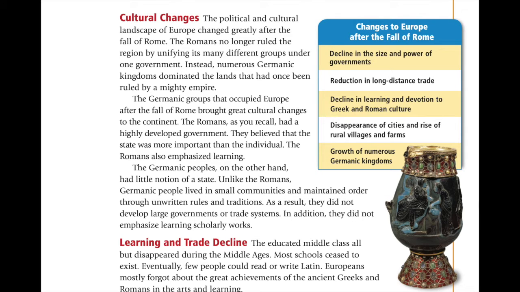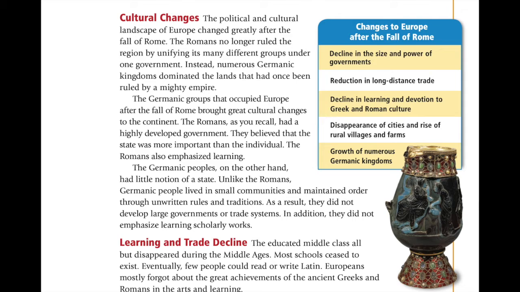Cultural changes. The political and cultural landscape of Europe changed greatly after the fall of Rome. The Romans no longer ruled the region by unifying its many different groups under one government. Instead, numerous Germanic kingdoms dominated the lands that had once been ruled by a mighty empire. The Germanic groups that occupied Europe after the fall of Rome brought great cultural changes to the continent.